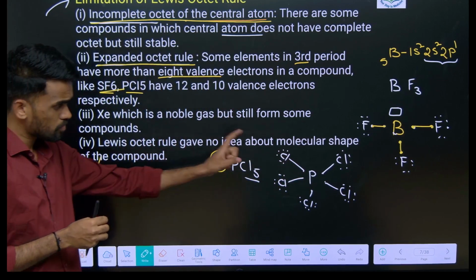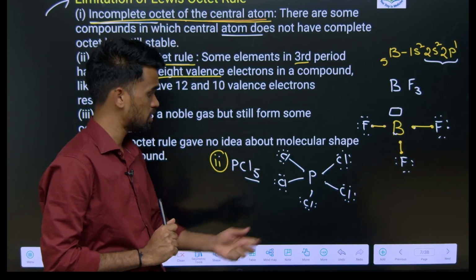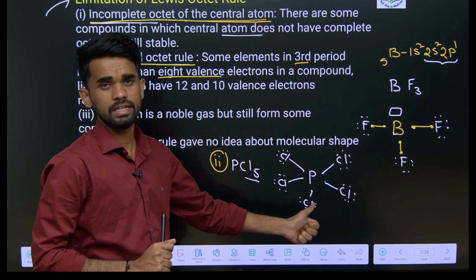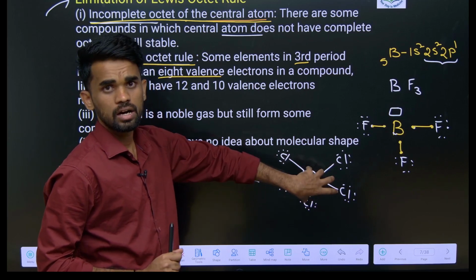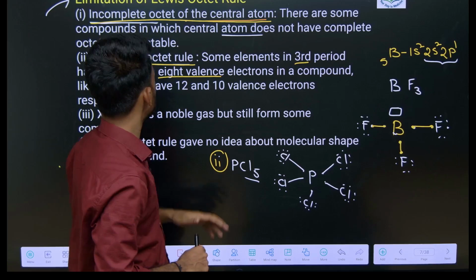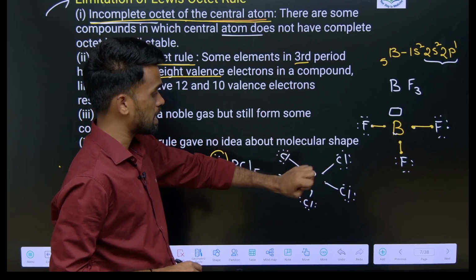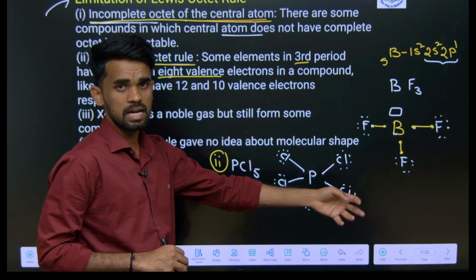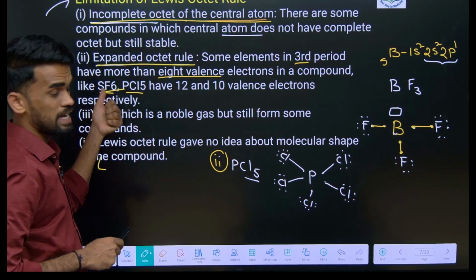Now see how many electrons are there for each chlorine. Each is satisfied with the noble gas configuration, but the central phosphorus has 10 electrons instead of 8. Therefore we can consider it as an expanded octet, which is not explained by the Lewis dot structure. So this is also one limitation. We will be discussing PCl5 and exactly what structure it has in the upcoming classes. Okay. So this is also one of the limitations. You can also consider SF6.